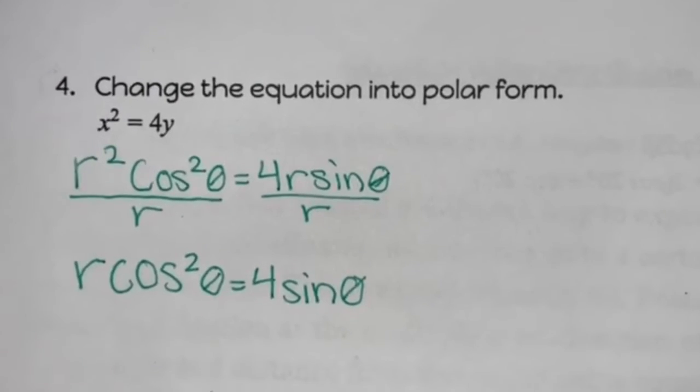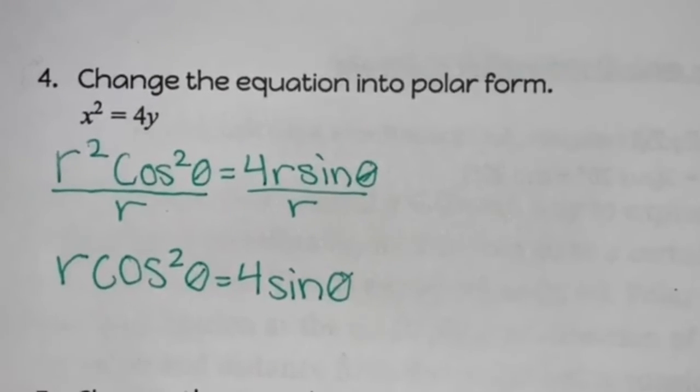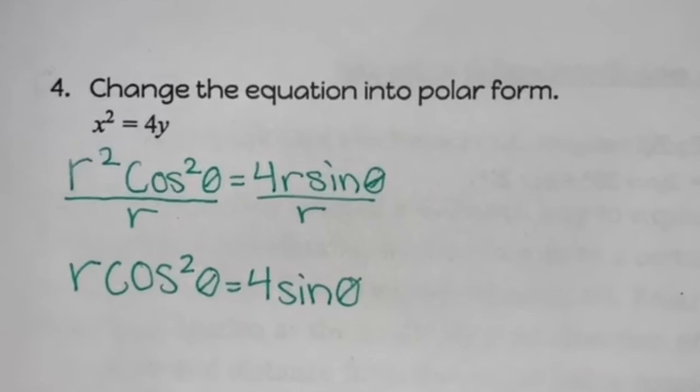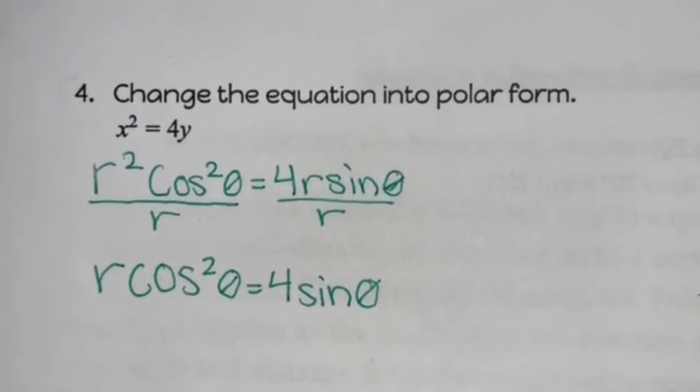Once you set those equal to each other, you can divide by r, leaving you with just r cosine squared theta equals 4 sine theta.